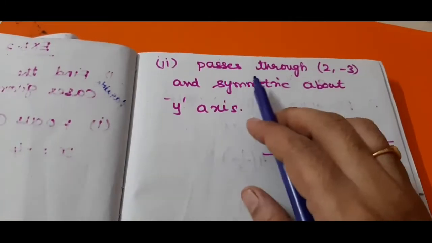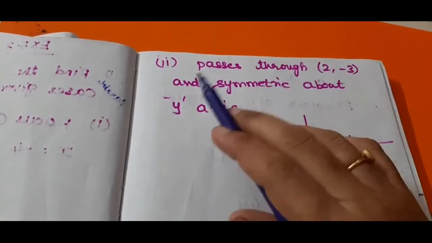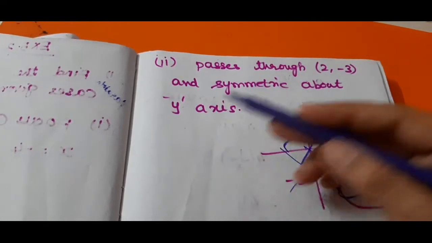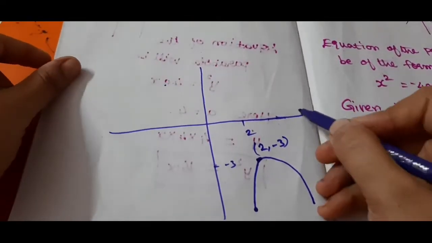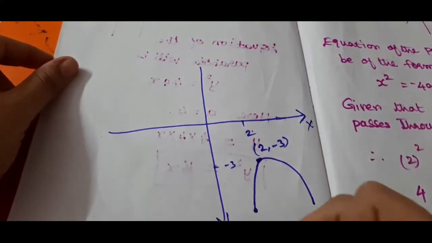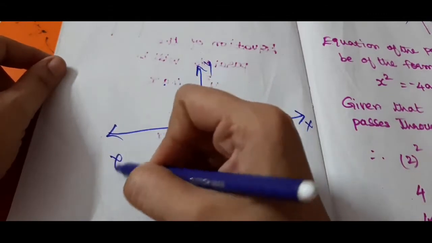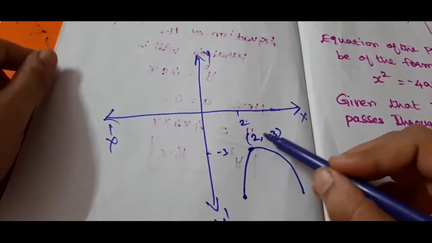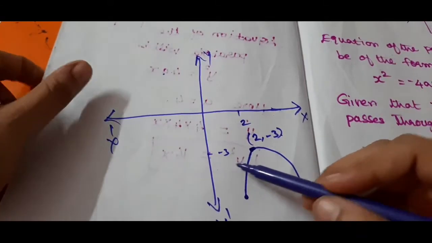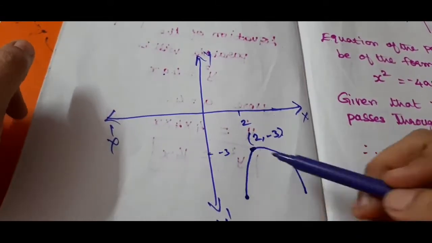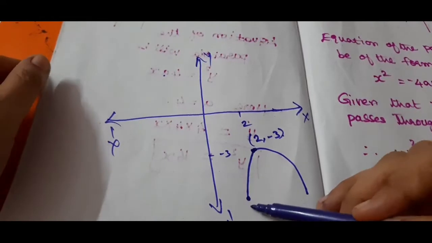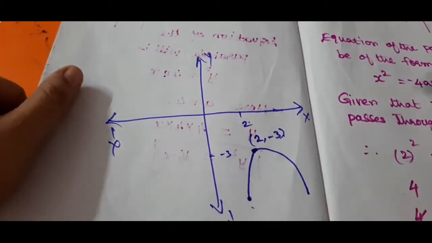So the second case is it passes through (2, -3) and is symmetrical about the y-axis. Here the parabola will be like this. This is the x-axis and this is the y-axis. So the parabola passes through (2, -3) and it is symmetrical about the y-axis. So this will be like this.